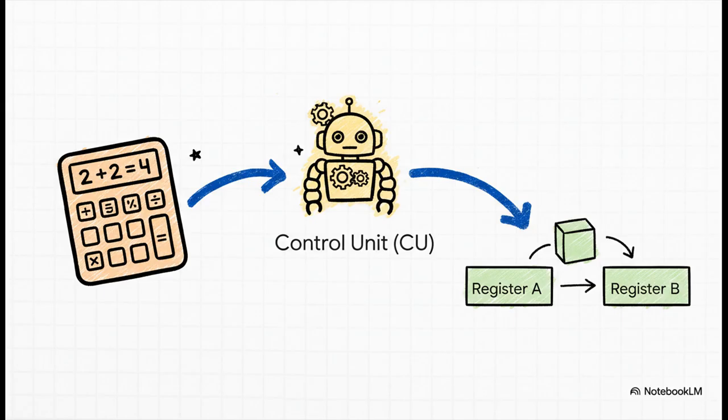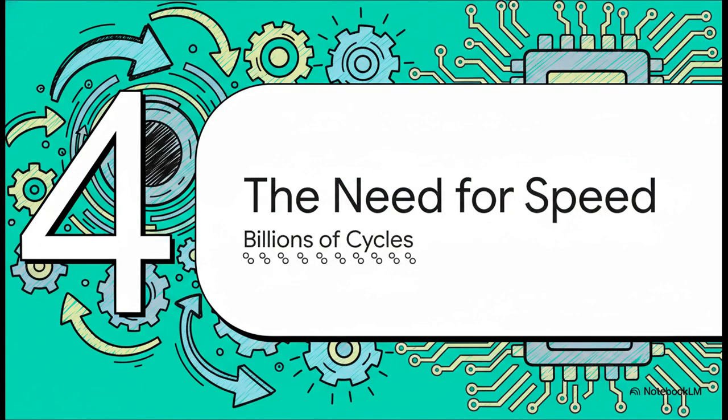And the second that's done, the entire cycle starts all over again with the next instruction that the program counter is already pointing to. So that's the cycle. Fetch, decode, execute. But how on earth does this happen billions of times a second? That's the mind-blowing part, right?